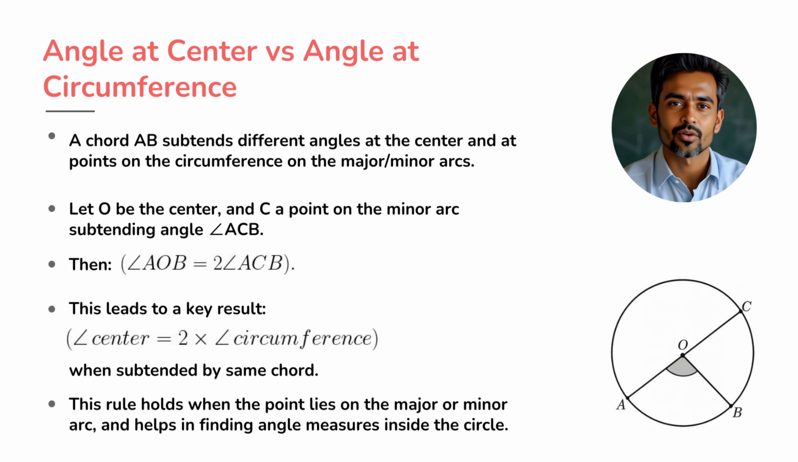Now, let's explore one of the most famous circle theorems, the relationship between the angle at the center and the angle at the circumference. Take a chord AB in a circle with center O. This chord makes an angle at the center. Let's call it angle AOB. And it also makes another angle at a point C on the circumference. Angle ACB. The theorem states that the angle at the center is always twice the angle at the circumference when both are subtended by the same chord. So we can say angle AOB equals 2 times angle ACB. This rule helps us find unknown angles in circles easily. Whether the point lies on the major arc or the minor arc, the relation always holds true.